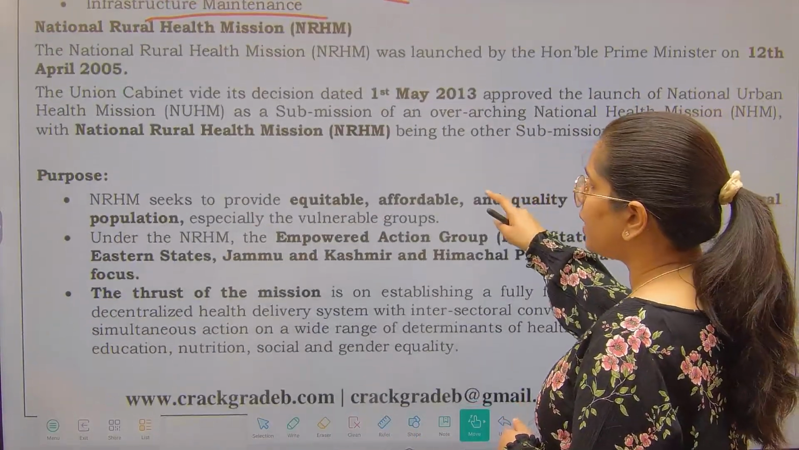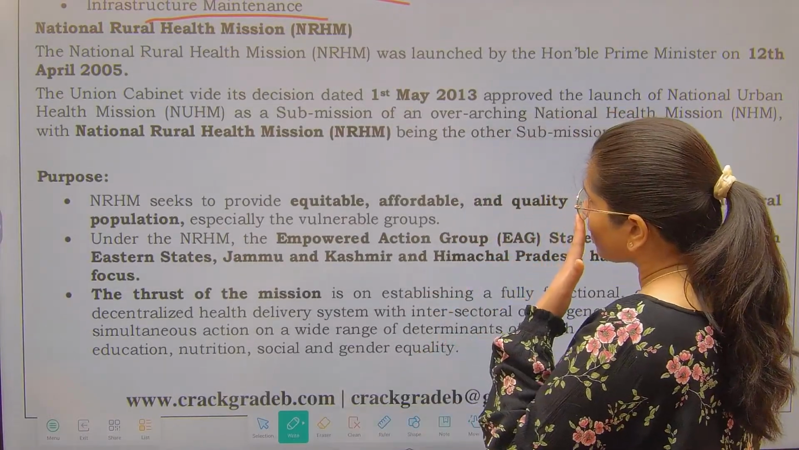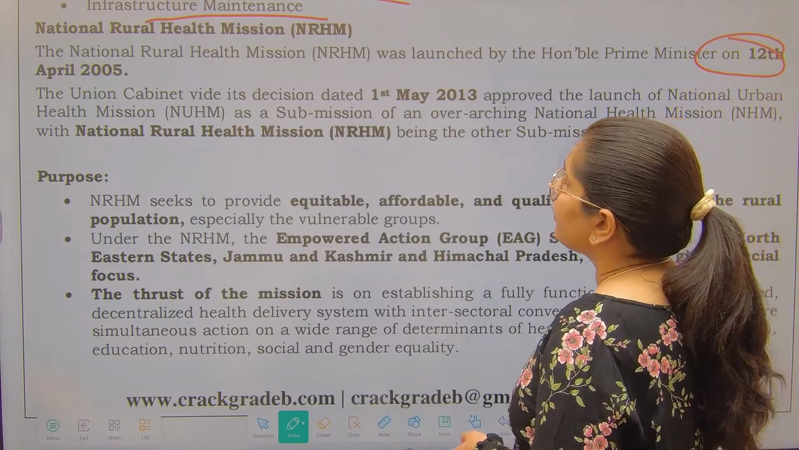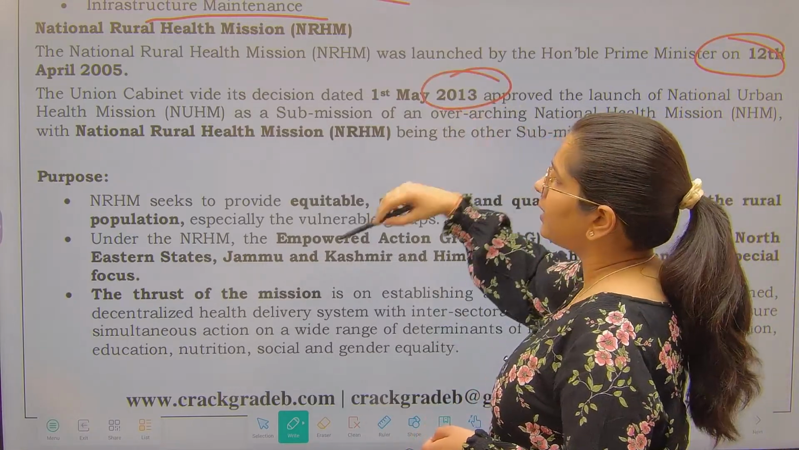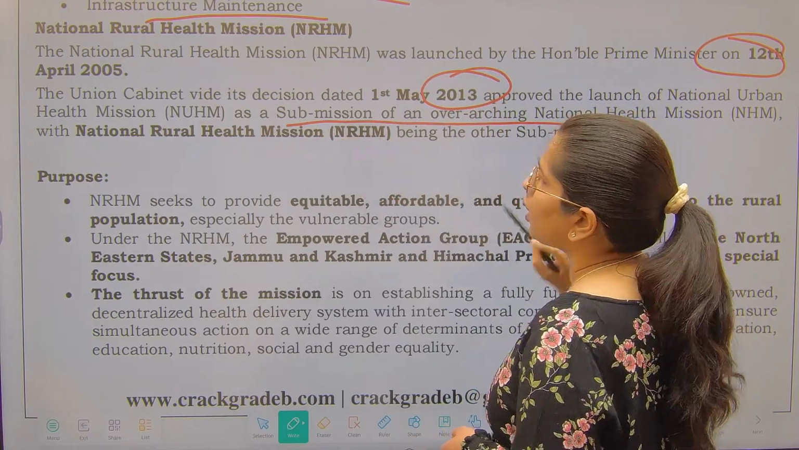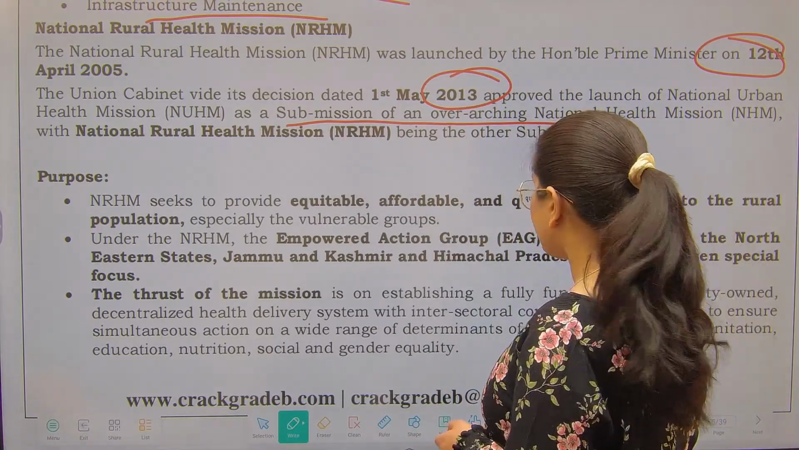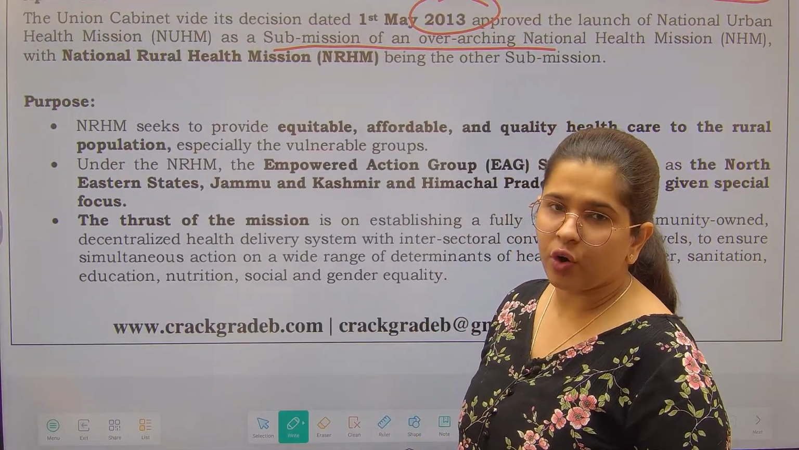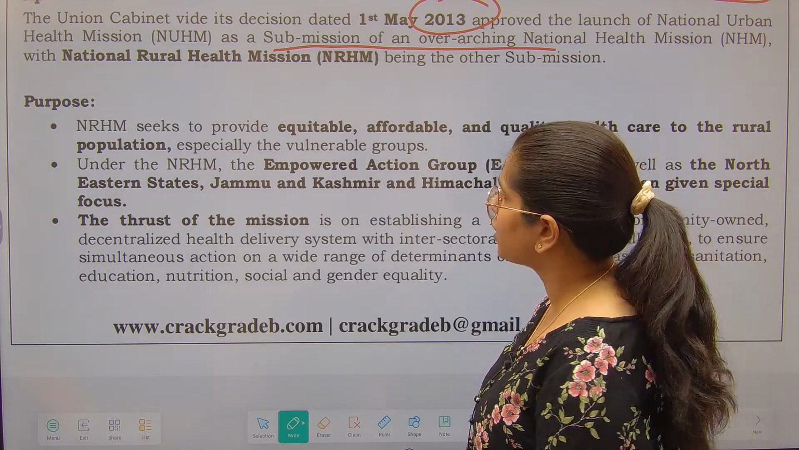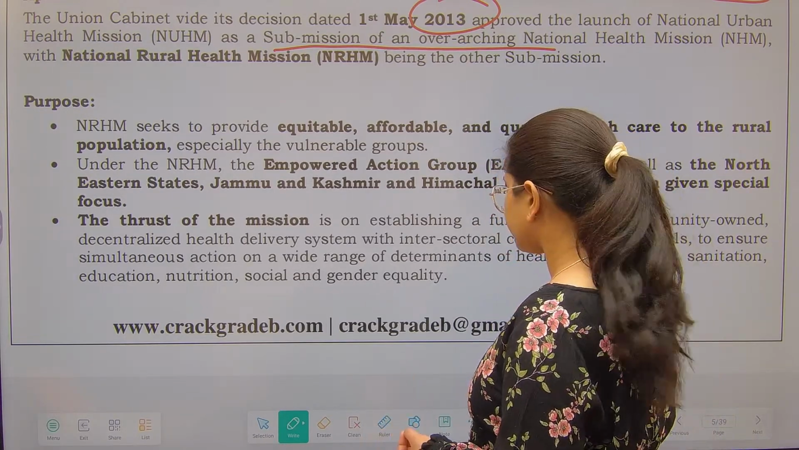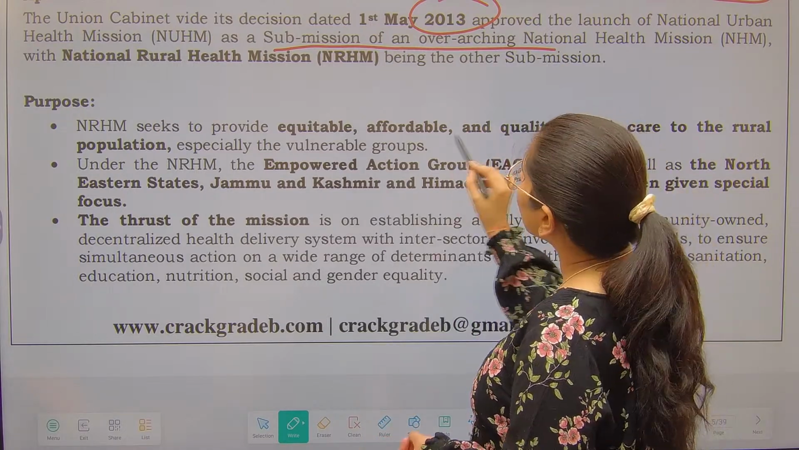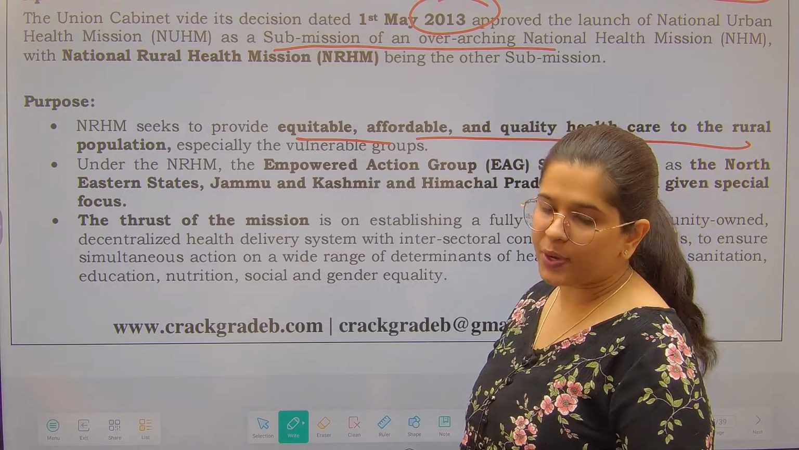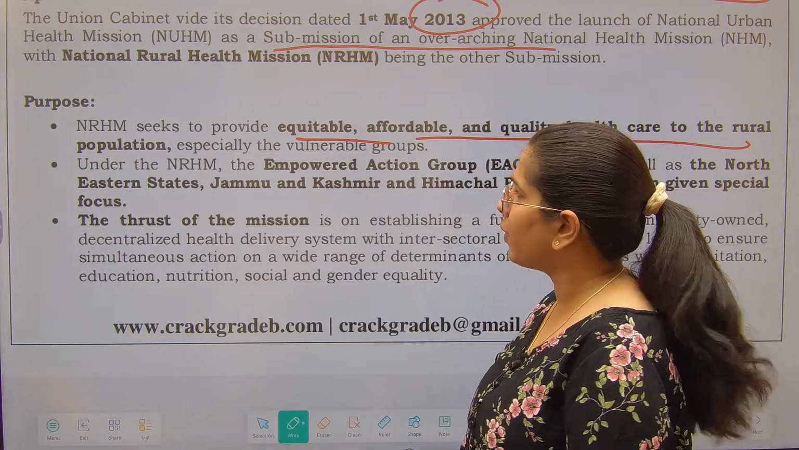Talking about National Rural Health Mission, it was launched by Prime Minister in 2005. Union Cabinet decided in 2013 that an urban health mission should also be brought out as a sub-mission. What is the purpose of National Rural Health Mission? You all know about it, right? So I guess you all might be having the information about it. This is very basics. So you want to provide equitable, affordable, quality healthcare to rural population, especially to vulnerable groups. We already know about it.